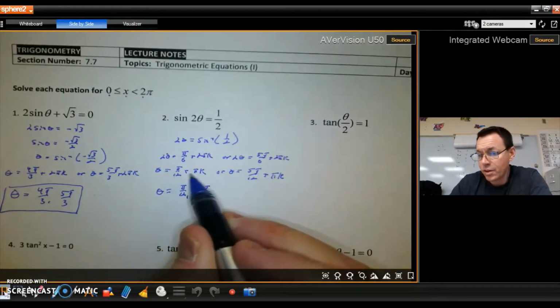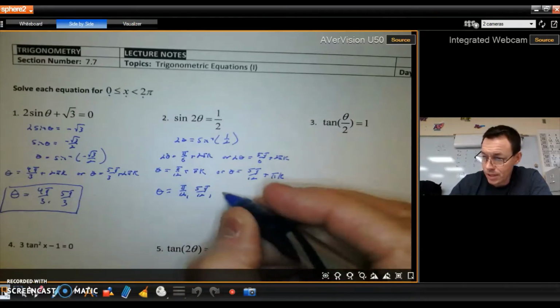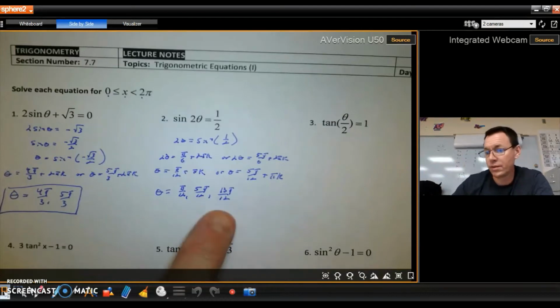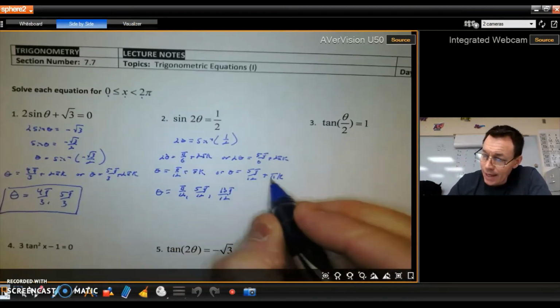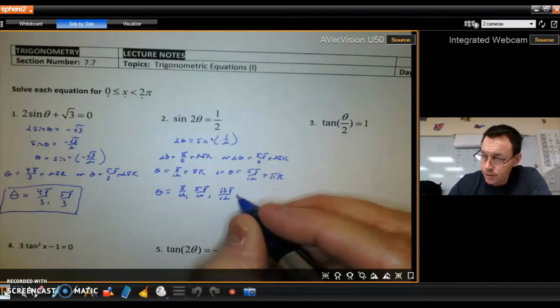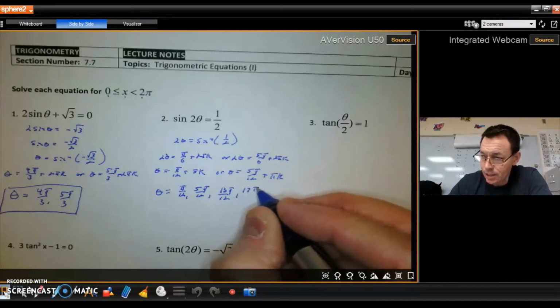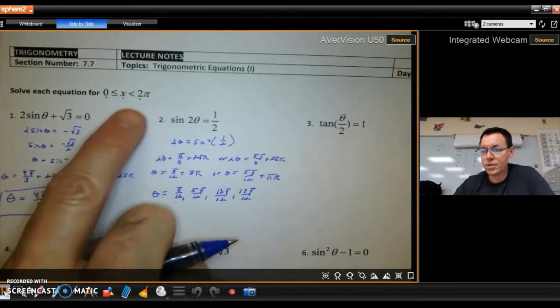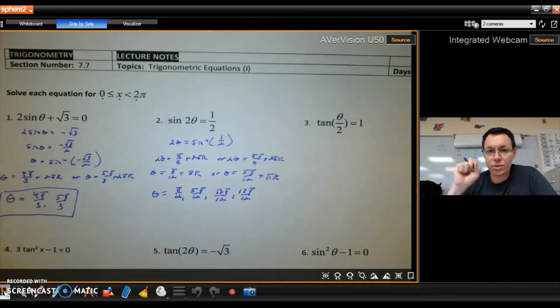But pi over 12 plus 12 twelfths is 13 twelfths, which is still within one circle. In fact, that's just barely past pi. And if I add 12 twelfths to 5 twelfths, I get 17 twelfths, which again is less than 2. So think of 2 as 24 twelfths. As long as I'm less than 24 twelfths, I need that answer. I need to include it.